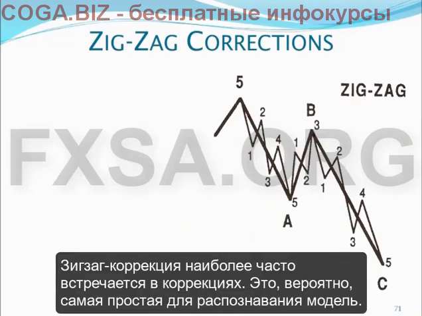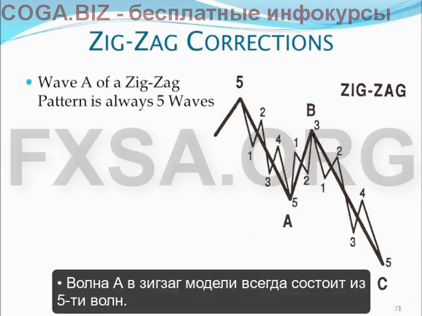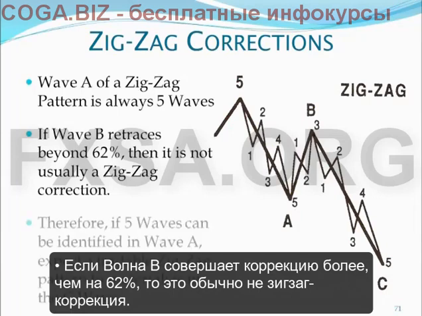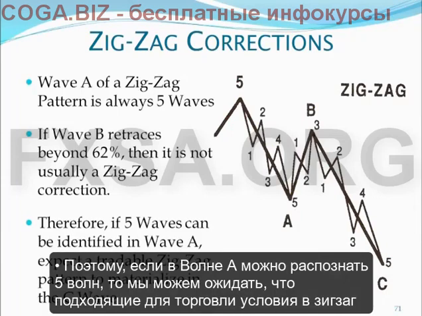Zigzag corrections are the most commonly seen corrections. The pattern is probably the easiest one to recognize as well. Wave A of a zigzag pattern is always 5 waves. If wave B retraces beyond 62%, then it's not usually a zigzag correction. Therefore, if 5 waves can be identified in wave A, we can expect a tradable zigzag pattern to materialize in the C wave.